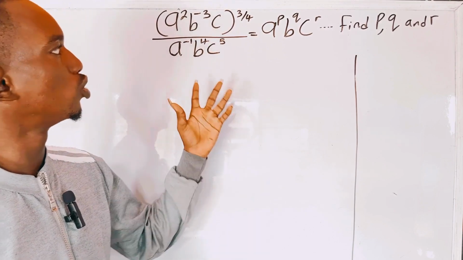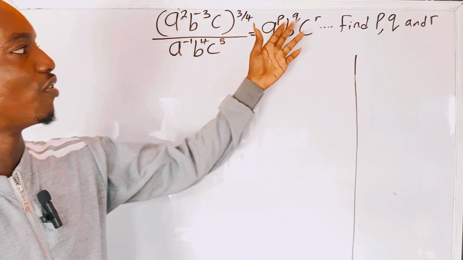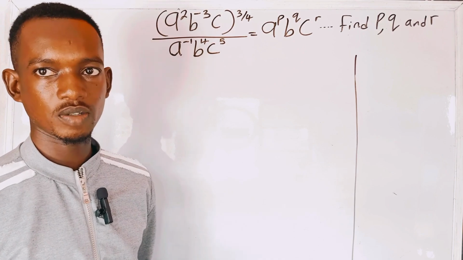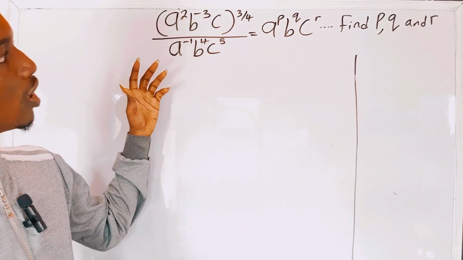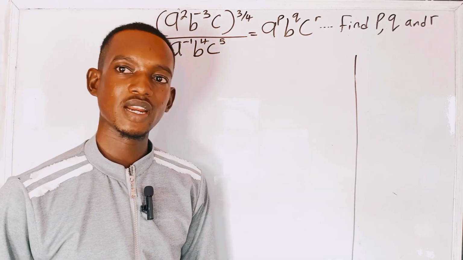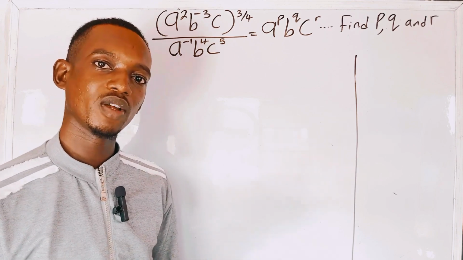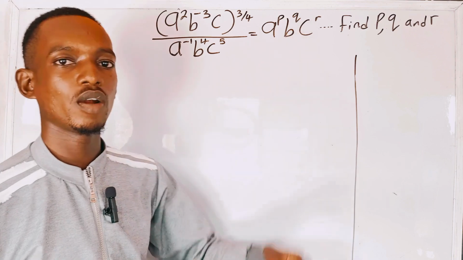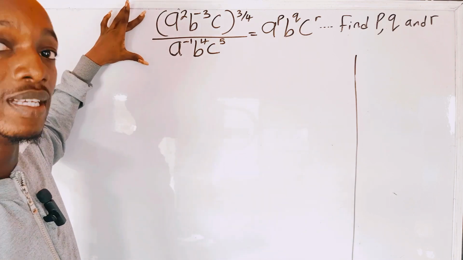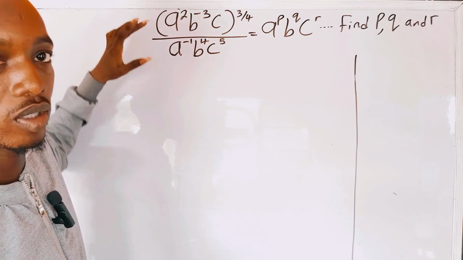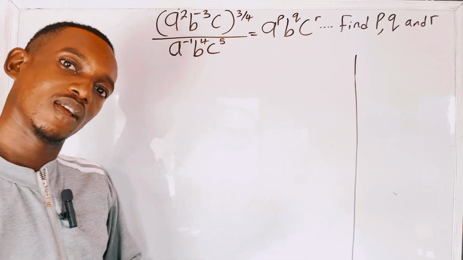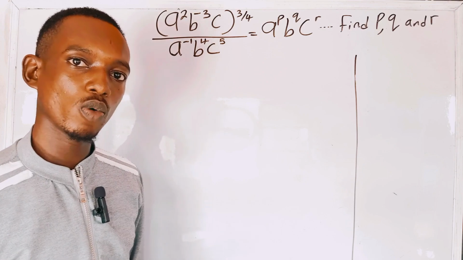So what we're going to do here is get the values of P, Q and R only by direct comparison. What that means is that we're going to try as much as possible to make this left hand side look exactly like the right hand side. Then by direct comparison, we're going to get the values of P, Q, and R. So the only thing we're going to do is simplify the numerator, the denominator, join them together and make them look exactly like this. Then we'll compare their powers and get the values of what we want.